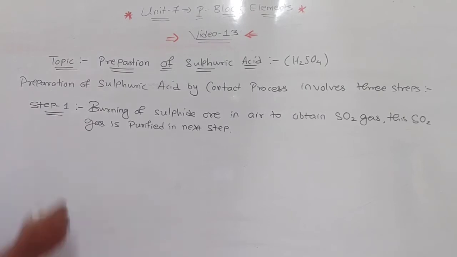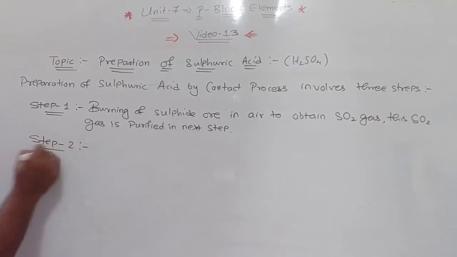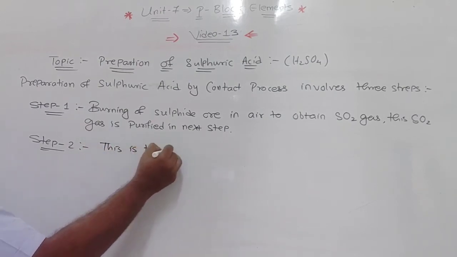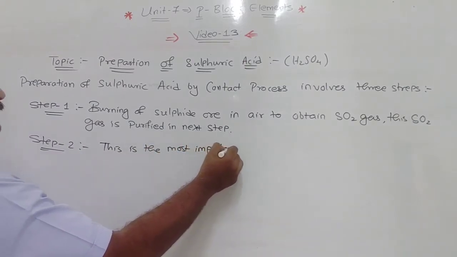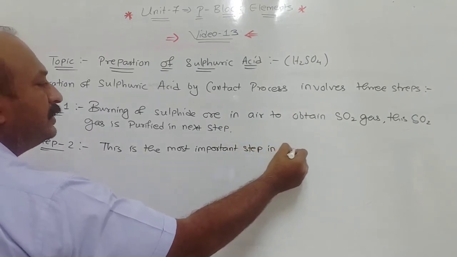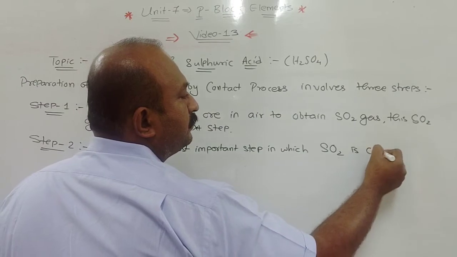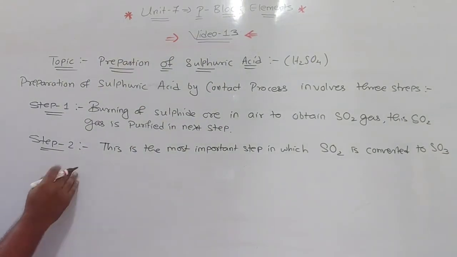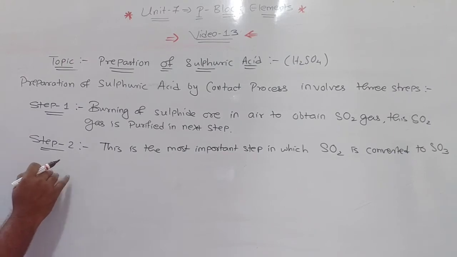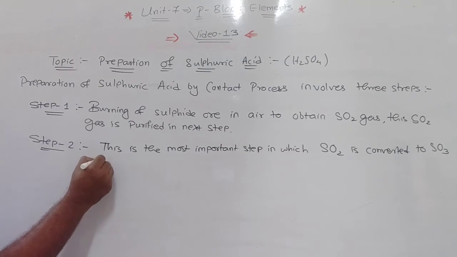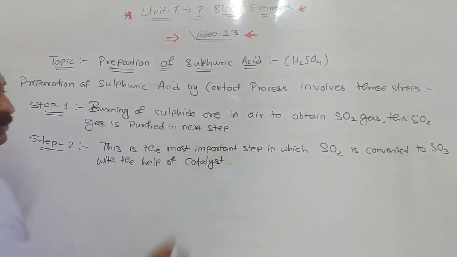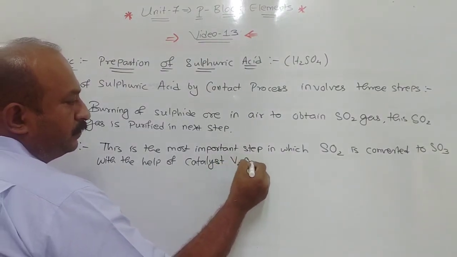Understood? Now in step 2, after producing this SO2 gas, this is the most important step, in which SO2 is converted to SO3 with the help of a catalyst, and the catalyst is vanadium pentoxide, V2O5.